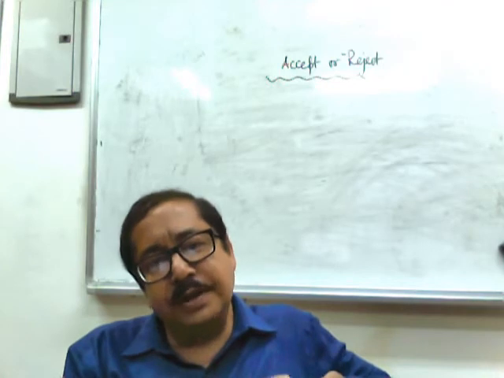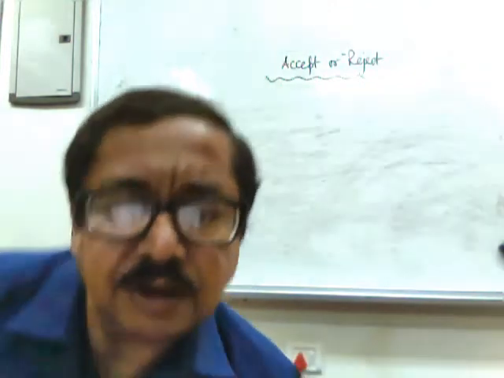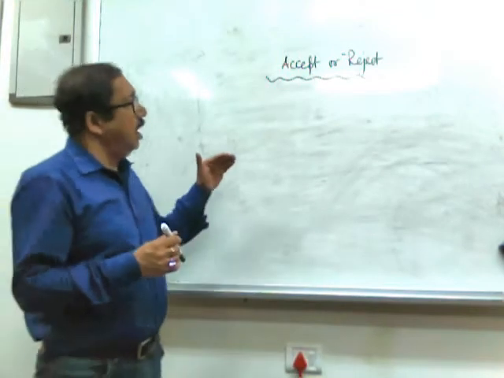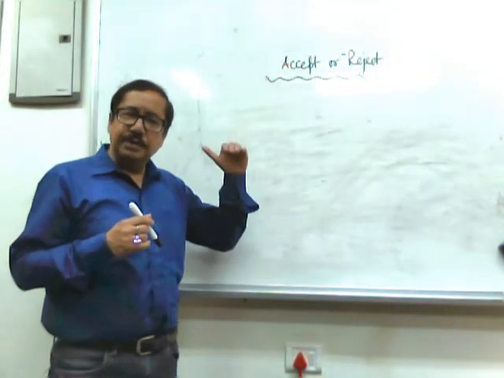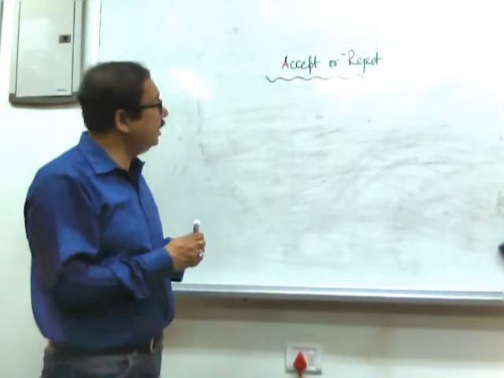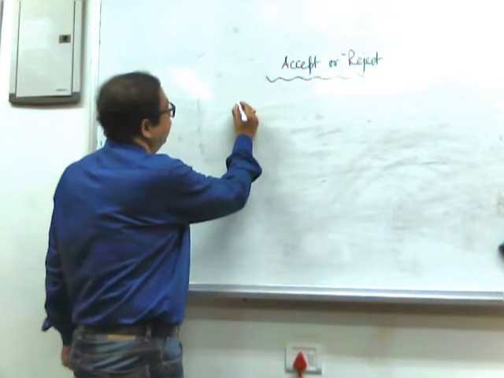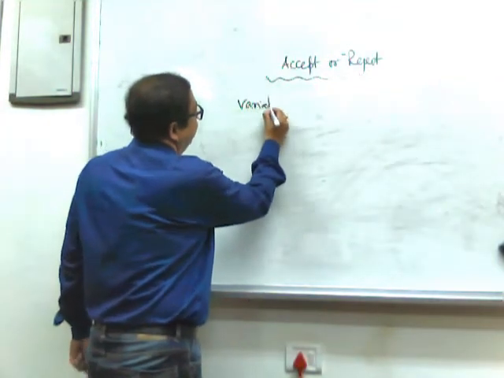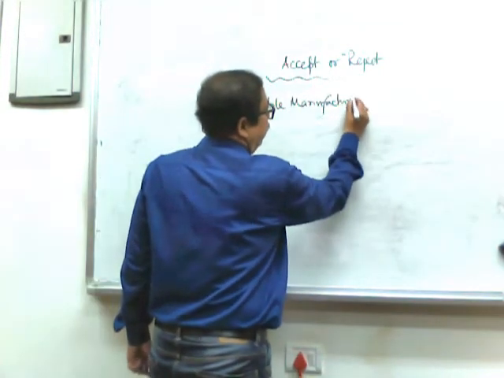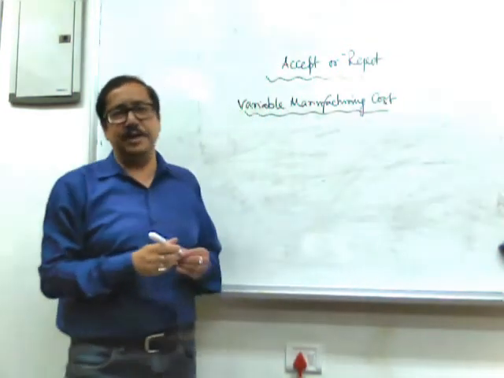we need to compare it on the basis of variable cost. So that means whether we'll be accepting the offer or rejecting the offer depends on whether we are getting at least our variable cost. So what is that? We need to calculate first the variable manufacturing cost. So we know what goes into the variable manufacturing cost.